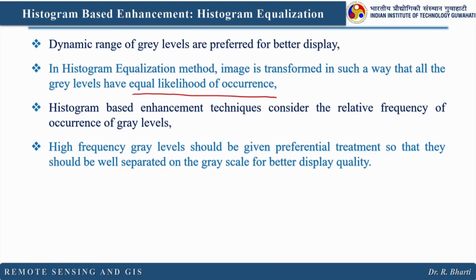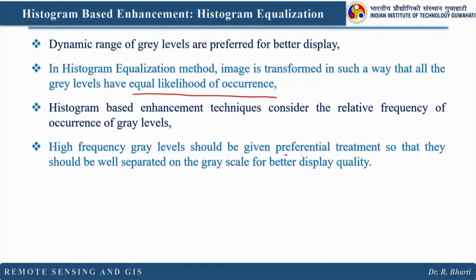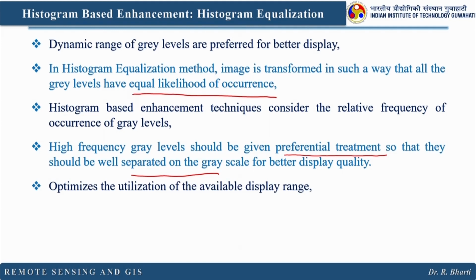So, in the brighter portion you need high contrast, right. You need more value in the intensity so that your difference will be visible, but in the darker portion, if you have very little difference, that is also seen. That is why it gives preferential treatment so that they are separated on the gray scale, right, for the brighter portion, or here it is saying high frequency.